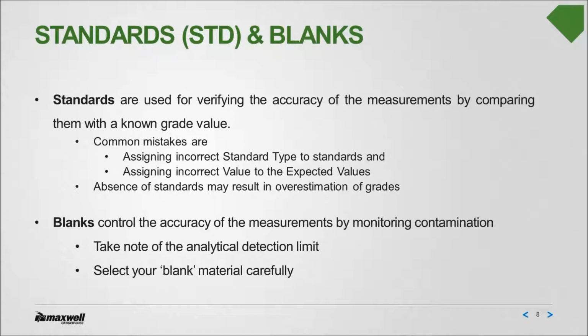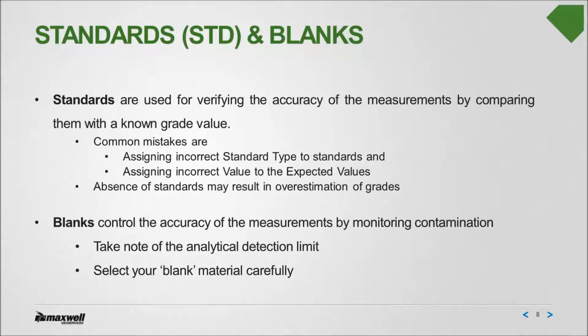The common mistakes that we make are we assign an incorrect standard type to standards. Mislabeling is a very common mistake, so we sometimes find outliers and we check and we see that the expected result is of another standard. Another one is also assigning the wrong expected value to our standards. So we have to be careful when we are doing this. Absence of standards may cause overestimation of our grades. It could also lead us into underestimation. Both sides, it's not a good thing.